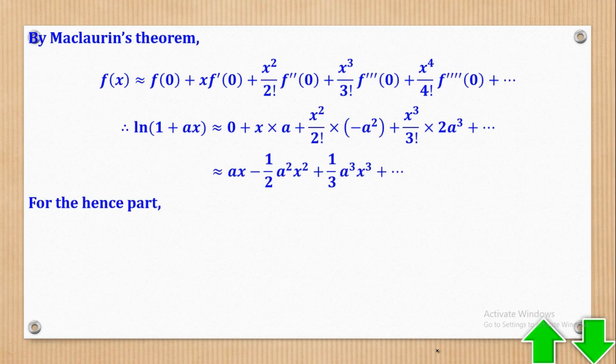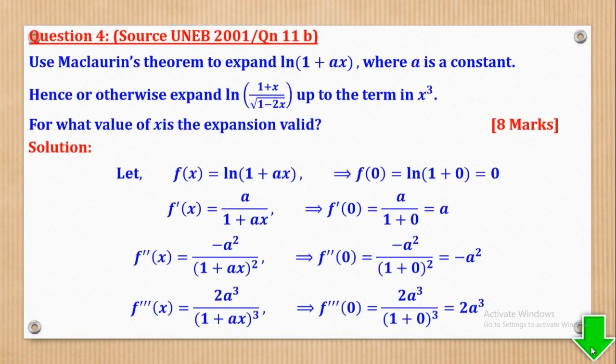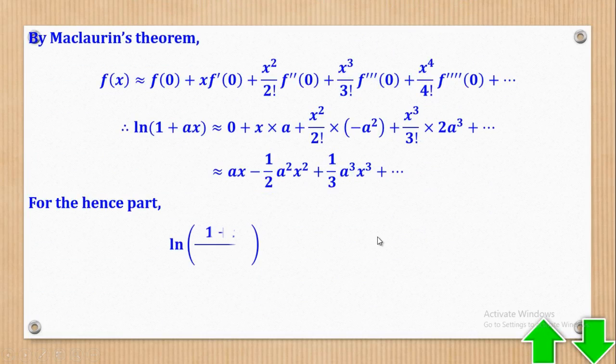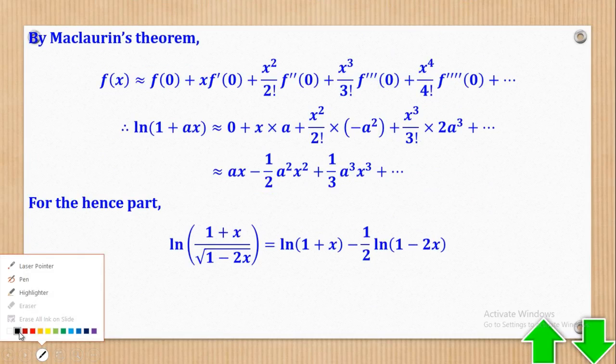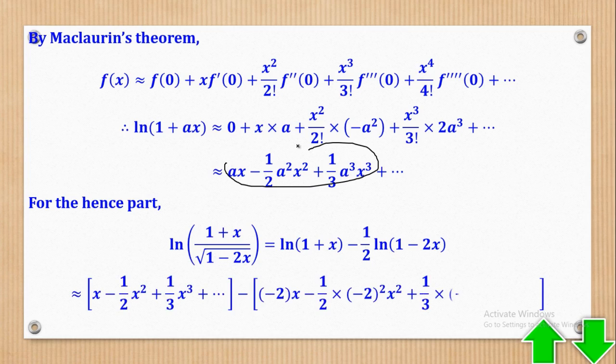Then for the hence part, they said, hence or otherwise expand ln of (1 plus x) over the square root of (1 minus 2x). So this one can be expanded as ln(1 plus x) minus half ln(1 minus 2x). The half is because of the square root. Therefore, by comparison, for the first term, a is equal to 1. So put a equal to 1, you come up with this. Then for the second term, a is equal to negative 2. So put negative 2, you come up with that.